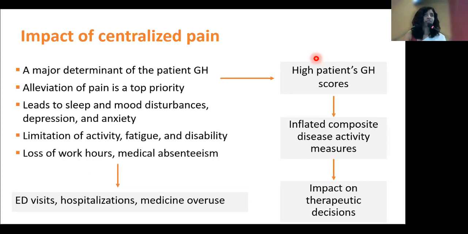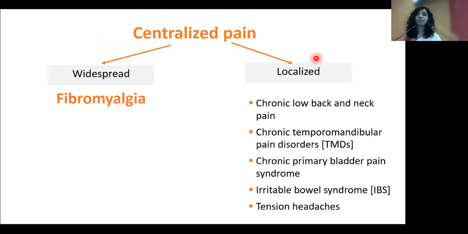So, centralized pain, now the prototypic one that we know of is fibromyalgia, where you have widespread pain. There are localized forms like chronic low back pain, chronic temporomandibular disorders, chronic primary bladder pain syndromes, irritable bowel syndrome, tension headaches. All these are centralized pain syndromes.